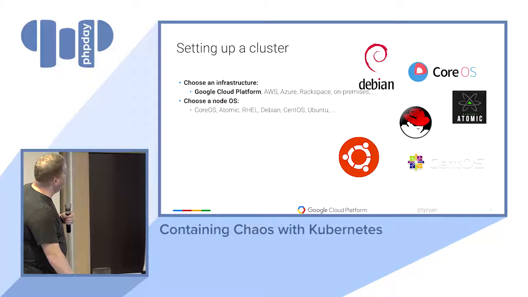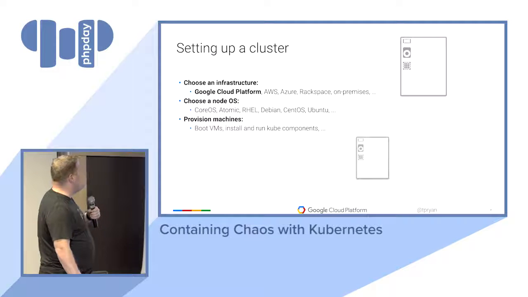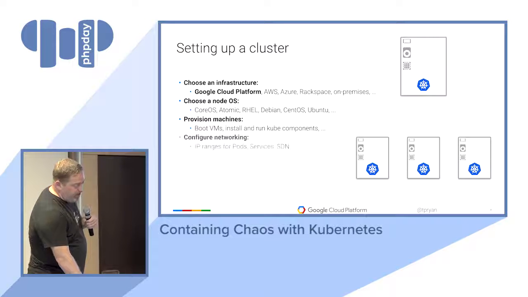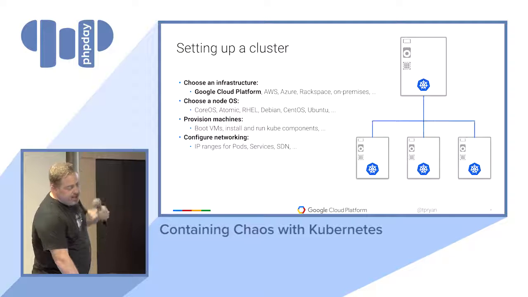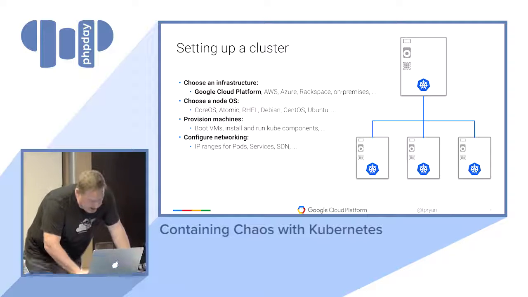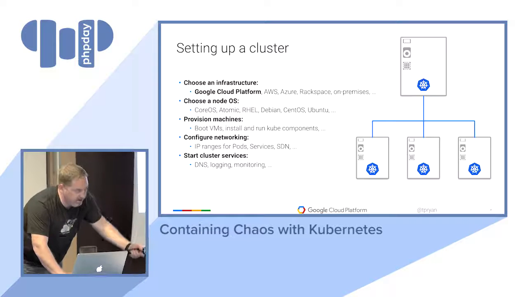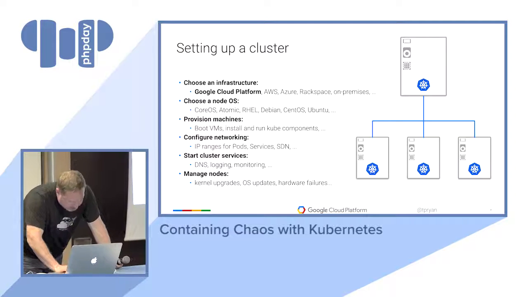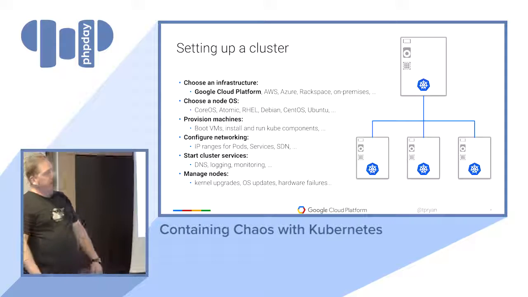Choose a node OS. Then you provision your machines, boot the VMs, install and run all the kube components on them, and configure networking, so IP address ranges for pods, services, and the service discovery network. You then start clustering services: DNS, logging, monitoring, all these things you run. Then you manage nodes: the kernel upgrades, OS updates, and hardware failures.